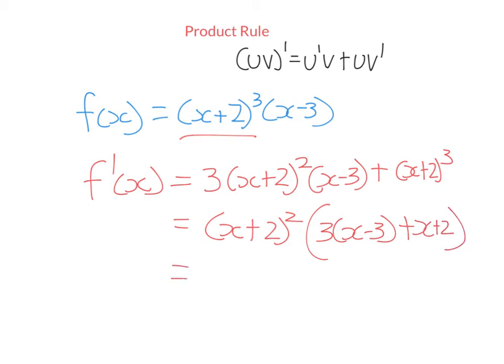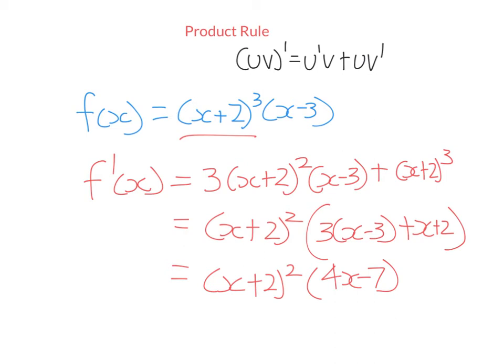Okay, and then just simplifying what's in the brackets. So we have x plus 2 squared outside of, so we have 3x plus x is 4x. 3 times minus 3 is minus 9, plus 2 is minus 7. So this is the final answer. It's simplified as much as possible.